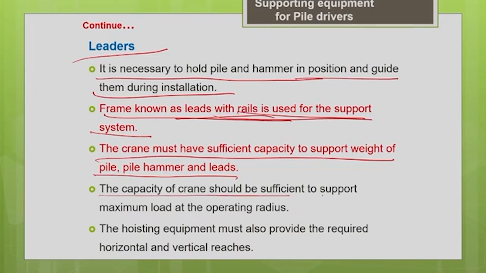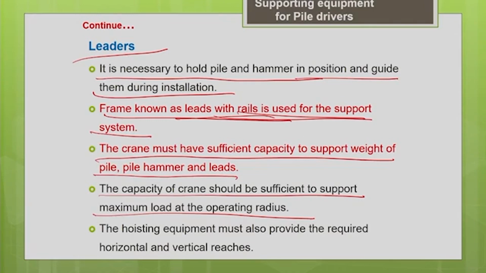The capacity of the crane should be sufficient to support the maximum load at the operating radius. Operating radius is nothing but the distance from the center of axis of rotation of the crane to the load line. This operating radius keeps varying depending upon your crane boom inclination. Just by changing the angle of inclination of the boom, I can either reduce or increase the operating radius.